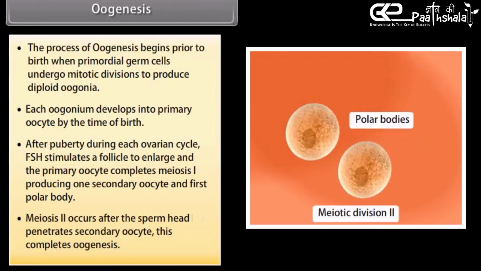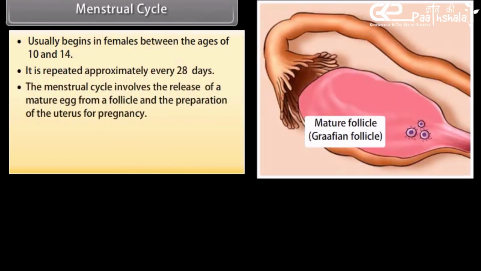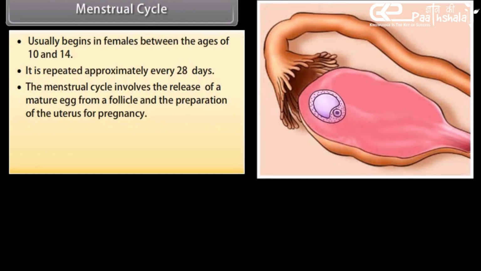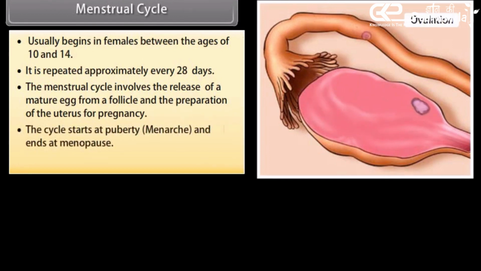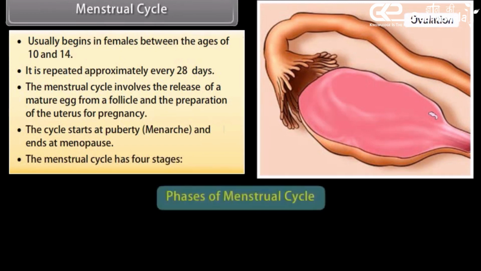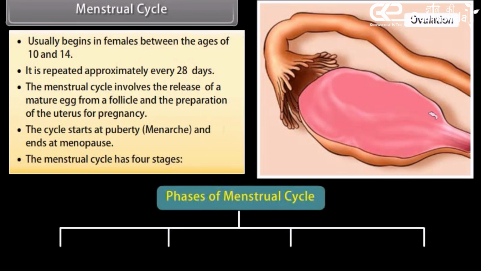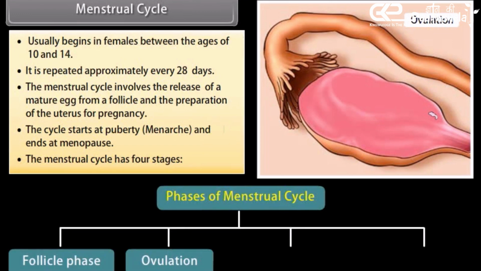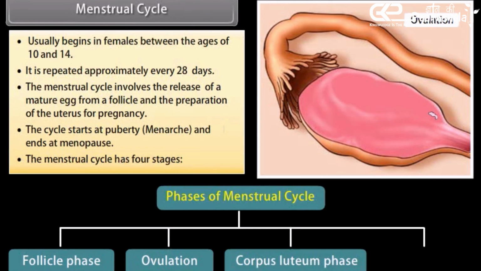This completes oogenesis. Menstrual cycle usually begins in females between the age of 10 and 14. It is repeated approximately every 28 days. The menstrual cycle involves the release of a mature egg from a follicle and the preparation of the uterus for pregnancy. The cycle starts at puberty or menarche and ends at menopause. The menstrual cycle has 4 stages. Phases of menstrual cycle: follicle phase, ovulation, corpus luteum phase, menstruation.